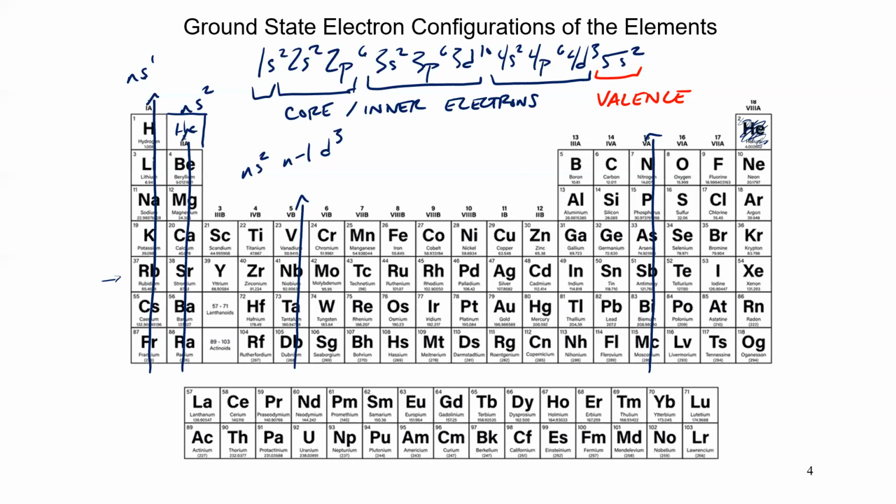And so the first thing that we can see is that this valence configuration, now that we've brought up that term, this valence electron configuration is going to be the same for all the elements that are in a particular group.